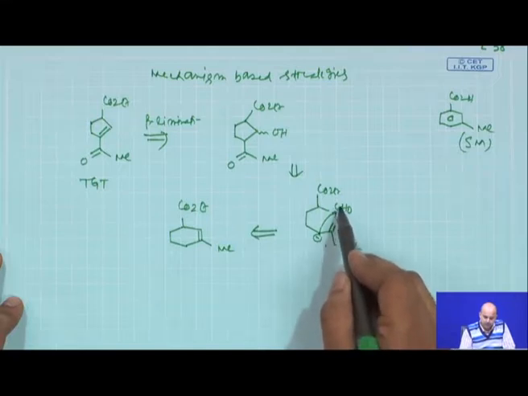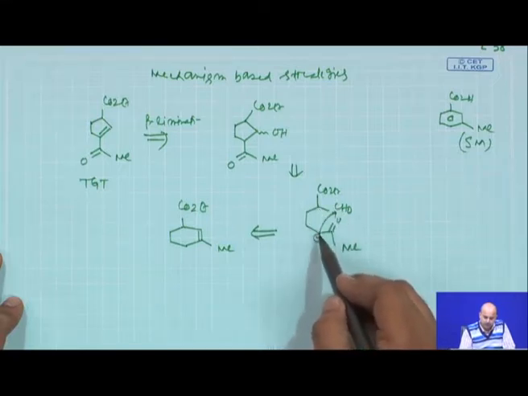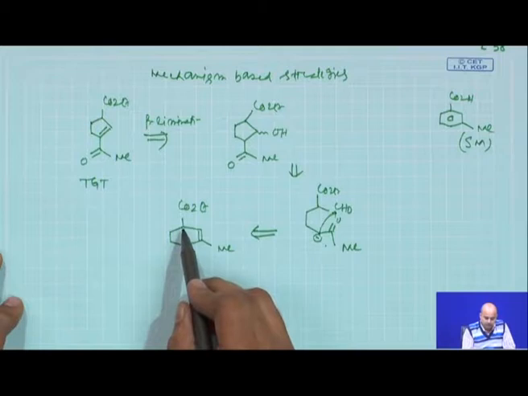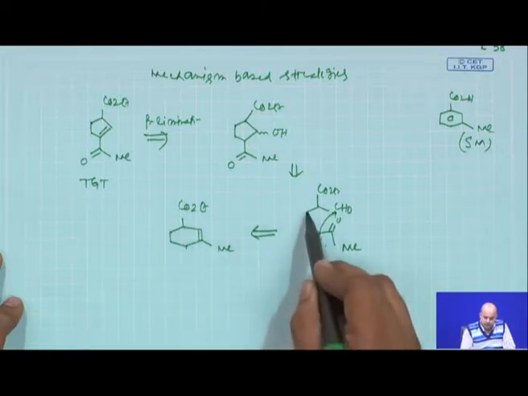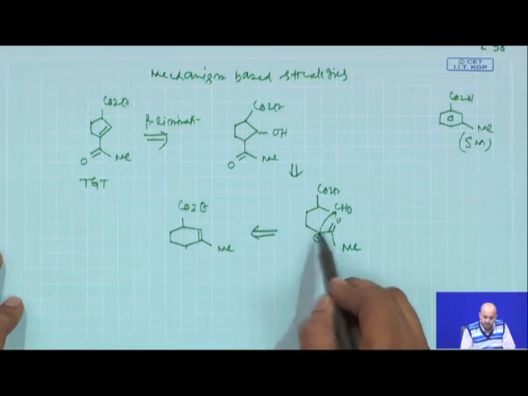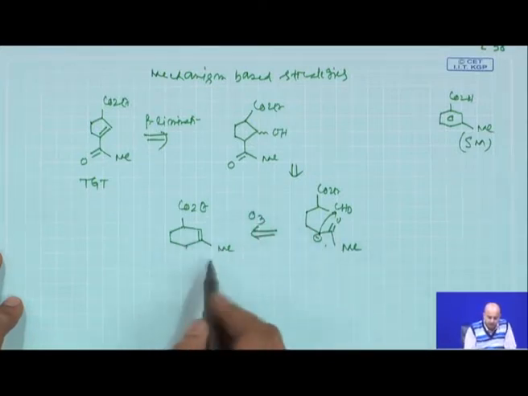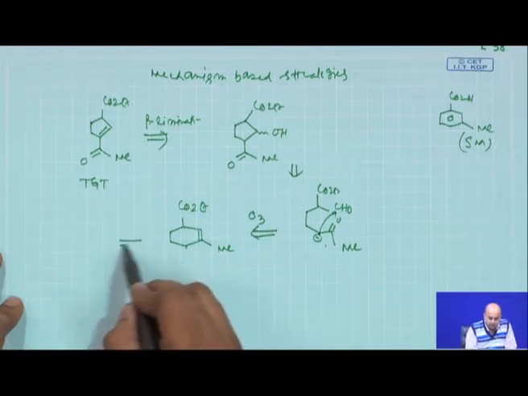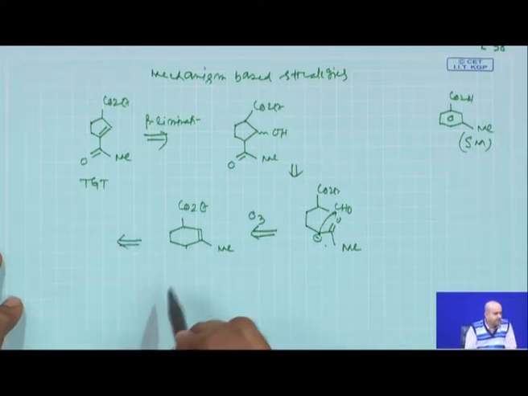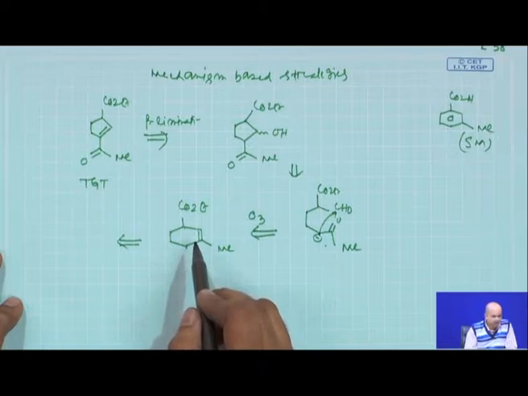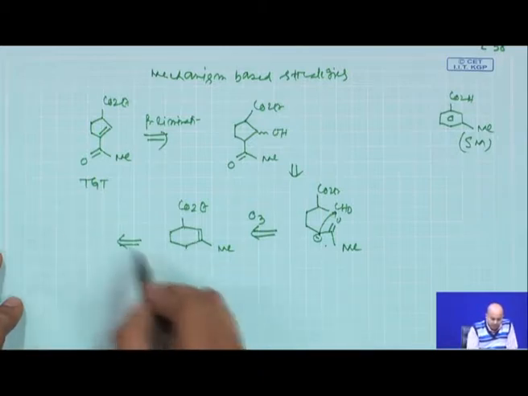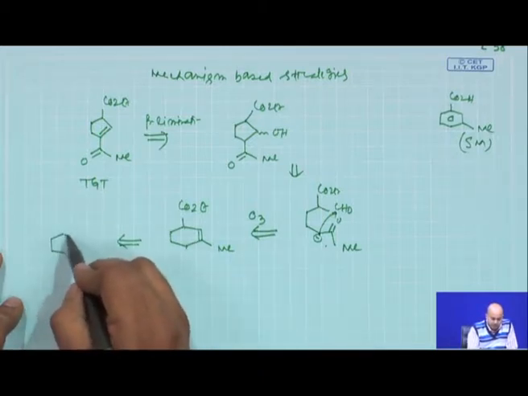So, you need 1, 2, 3, 4, 5, 6 this dicarbonyl compound. So, this is CO2, CHO, CH2, CH2, CH2. So, these 3 methylenes will be here. So, it is an oxidative cleavage or ozonolysis. Now, see we are almost close to this Birch reduction partner.